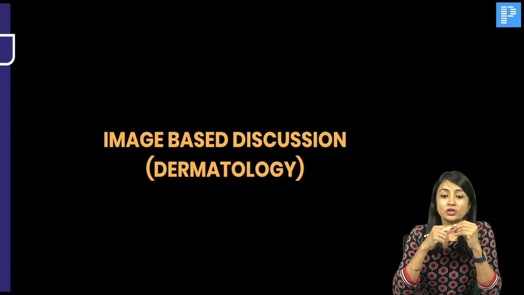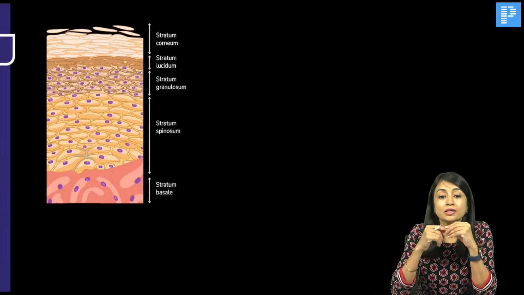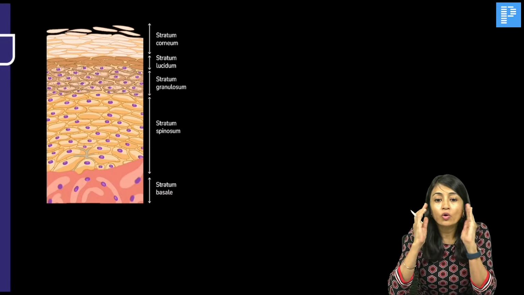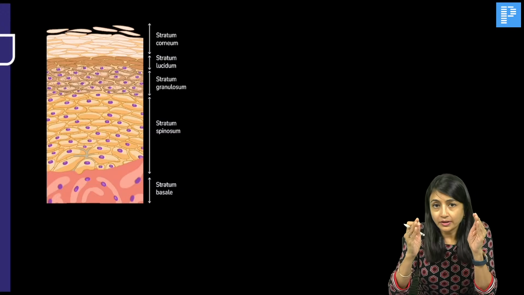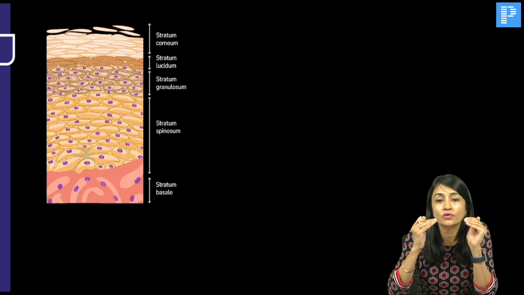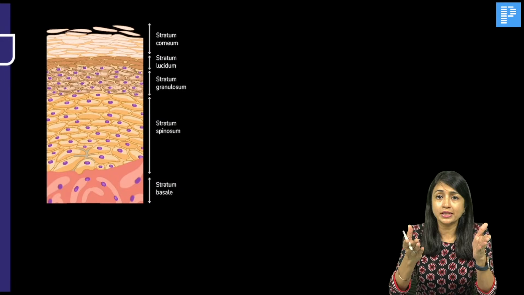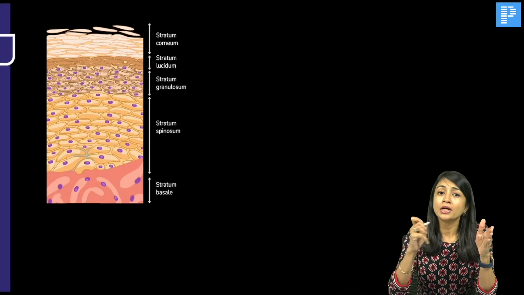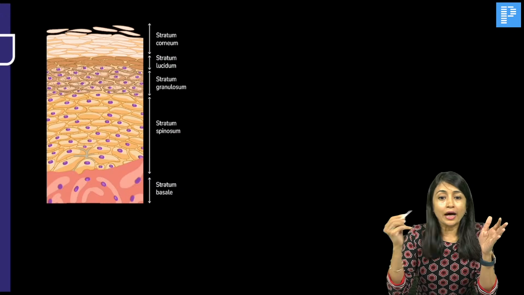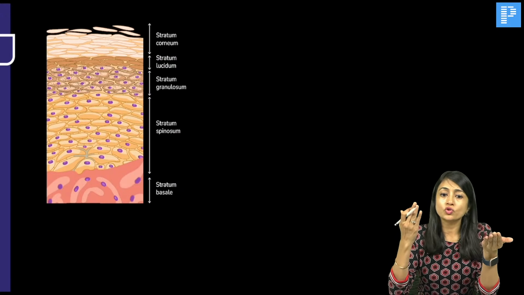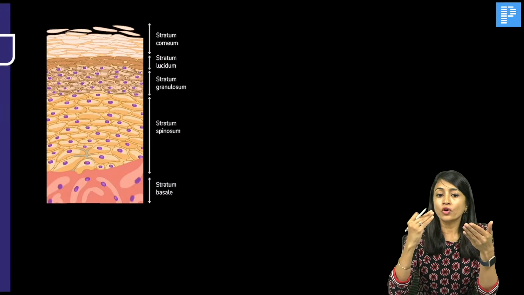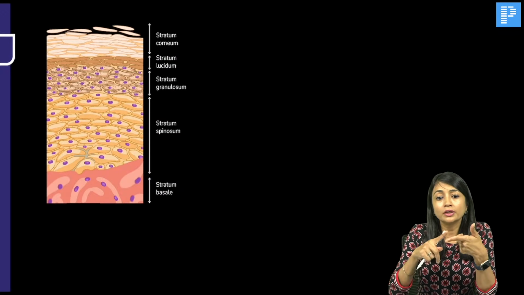So perfect. So basics of dermatology. We all know the structure of skin. This is asked, what are the layers of skin from top to bottom? Sometimes they will give you an image of the skin structure or epidermis structure and give an arrow and ask you what layer this is. So you should know the layers from top to bottom: stratum corneum, lucidum, granulosum, spinosum and basal.